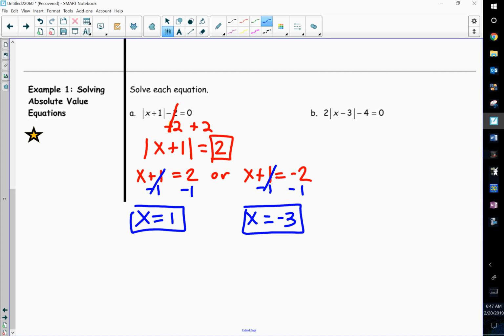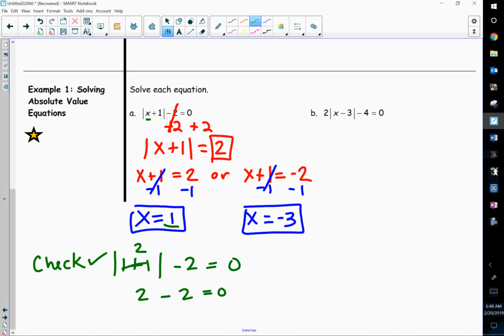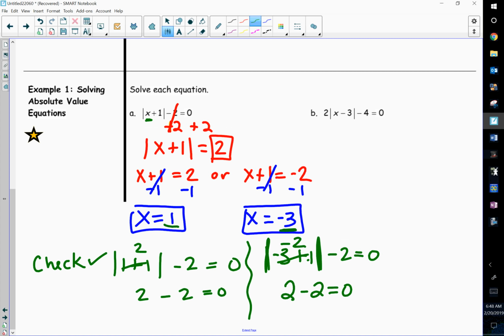So, just to make sure you understand how this works and that it does work, I check my answers by putting 1 in place of x in this equation: 1 plus 1 minus 2. 1 plus 1 is 2. The absolute value of 2 is 2. 2 minus 2 equals 0. That checks out. Then I can put negative 3 in place of x back in the original equation. Negative 3 plus 1 minus 2 equals 0. Negative 3 plus 1 is negative 2. The absolute value of negative 2 is 2. 2 minus 2 equals 0. That one checks out. So by solving this absolute value equation, I come up with two answers, x equals 1 and x equals negative 3.